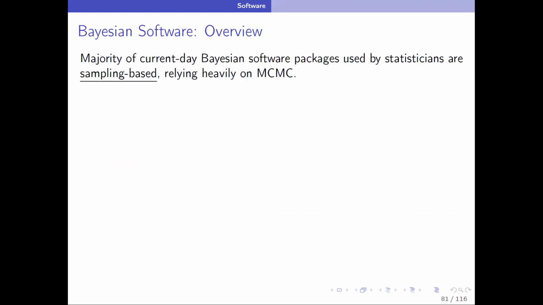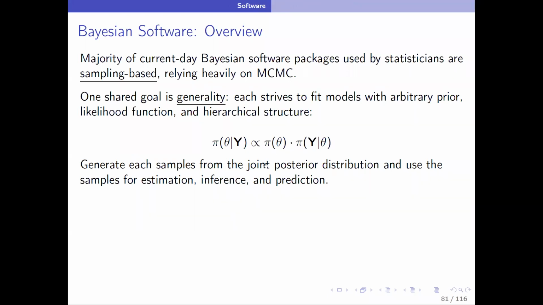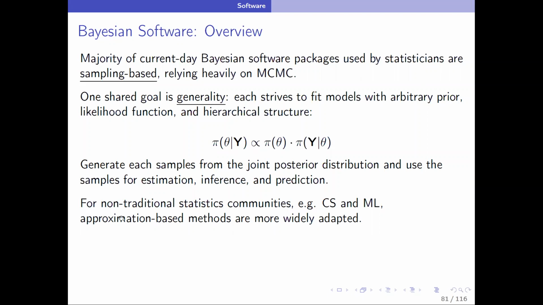All right, so I'm going to spend the last 11 minutes to go through the software that's being used in the field nowadays. The majority of current day Bayesian software is sampling based, still heavily relying on MCMC. You just give me an arbitrary prior, likelihood function, and hierarchical structure, and I'm going to generate a sample of pi of theta. And for the non-traditional statistics community, like in computer science and machine learning, approximation methods are much more widely adopted.